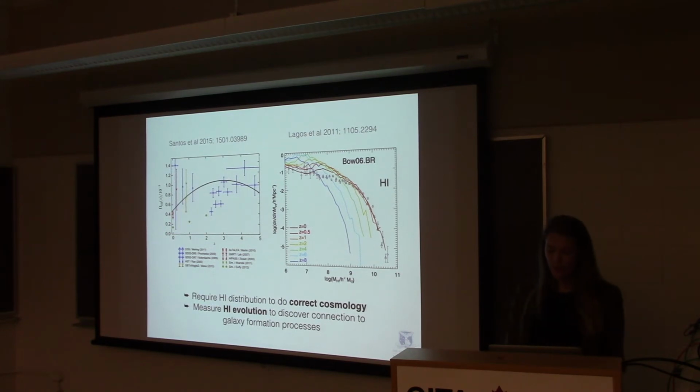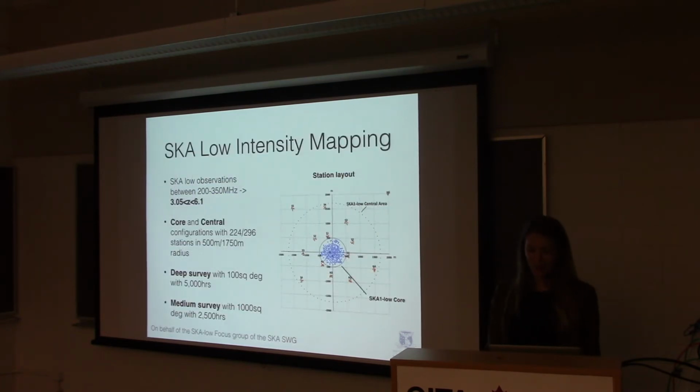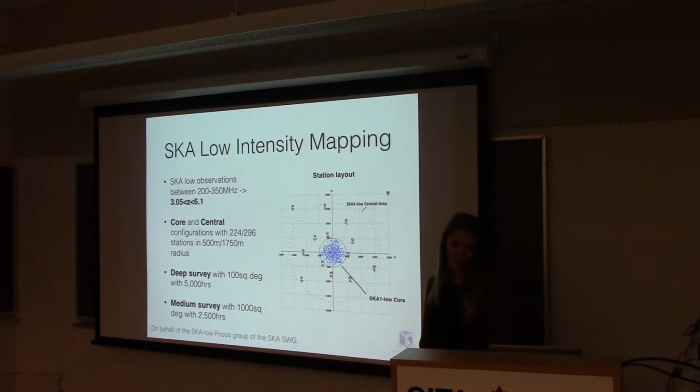Okay, so this is what we know, and as you've all seen, it could be much improved. So this is one of the incentives for one of the projects I'm involved in. We are now suggesting to do intensity mapping with SKA Low.